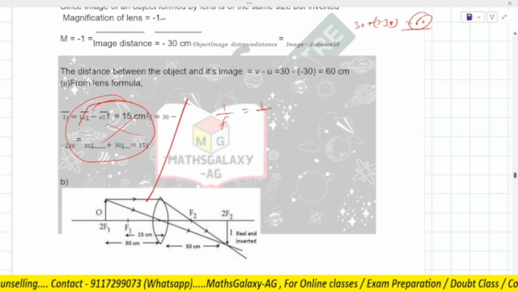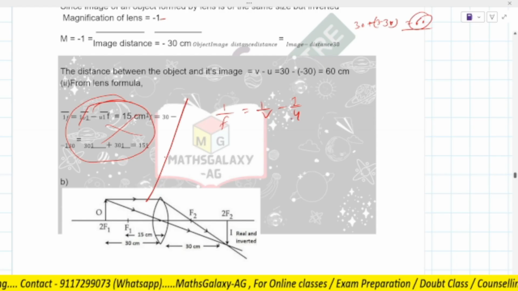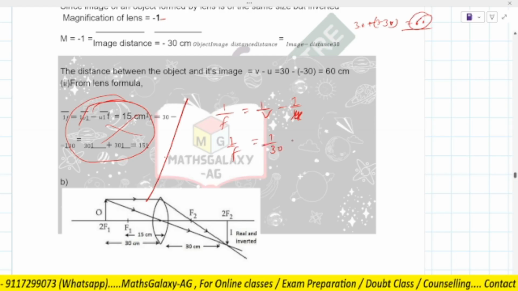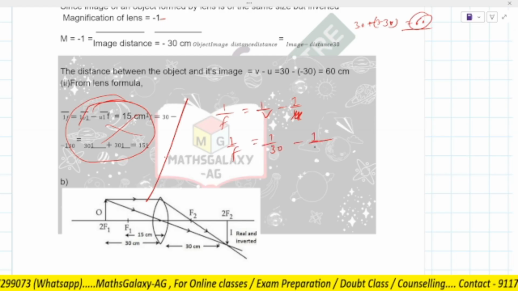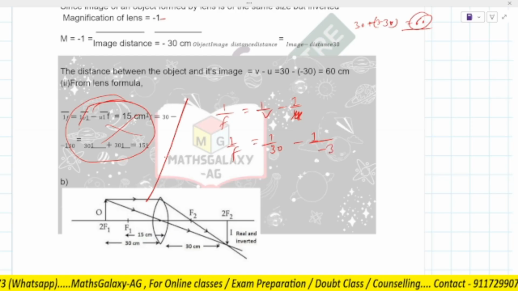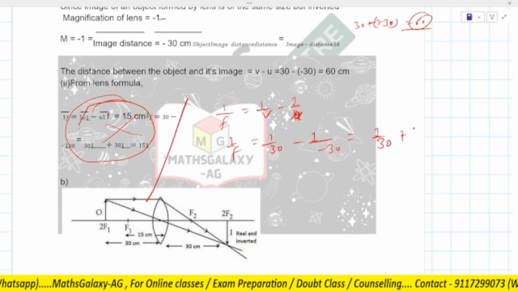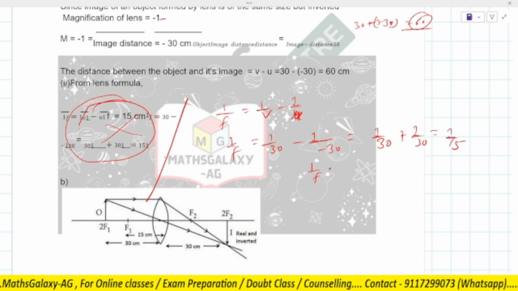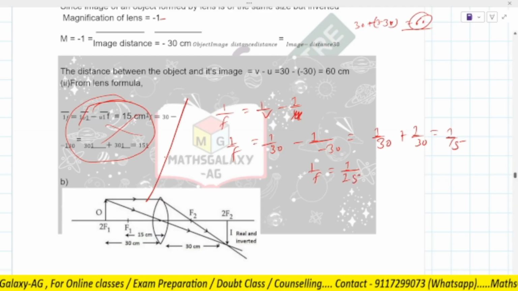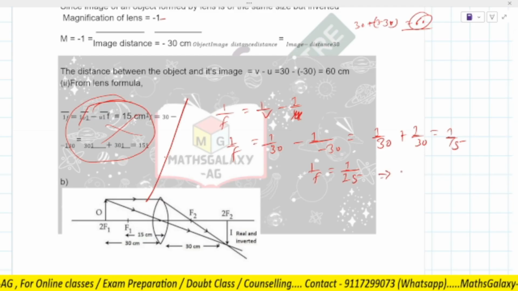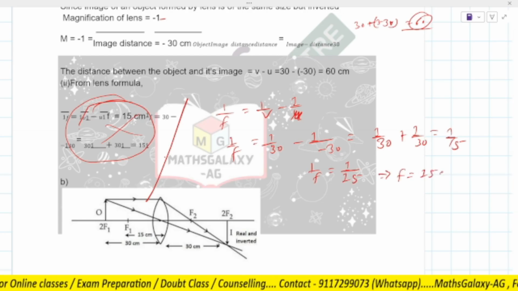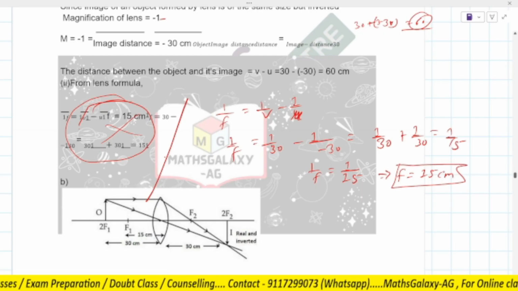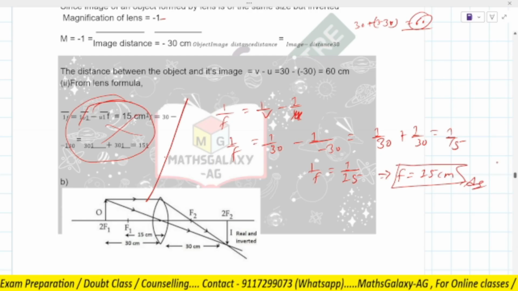1 by f is equal to 1 by v minus 1 by u. So it will be 1 by f equal to 1 by 30 minus 1 by u, where u is minus 30. So it will be 1 by 30 plus 1 by 30, which is 1 by 15. Now 1 by f is equal to 1 by 15. When you cross multiply, f is equal to 15 centimeter. Is it clear? You have to do it step by step, okay?